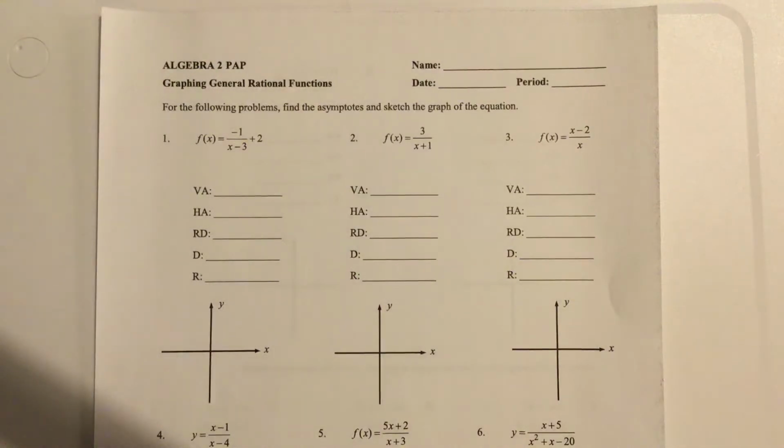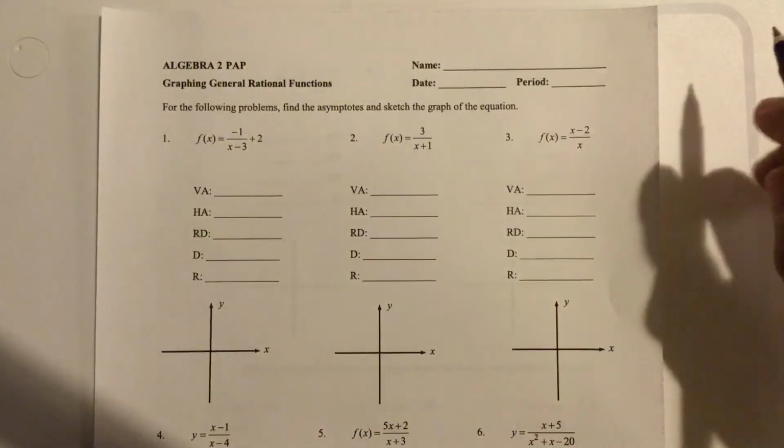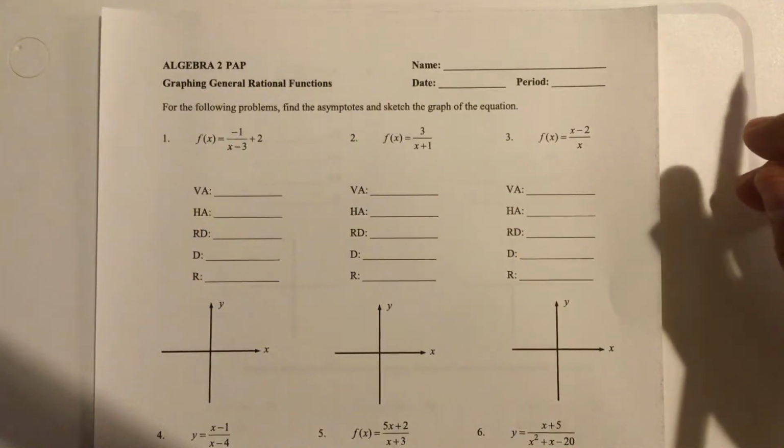All right, so this is the answer key for graphing general rational functions. So let's go ahead and take a look at this here. So the first thing, it says for the following problems, find the asymptotes and sketch the graph of the equation.